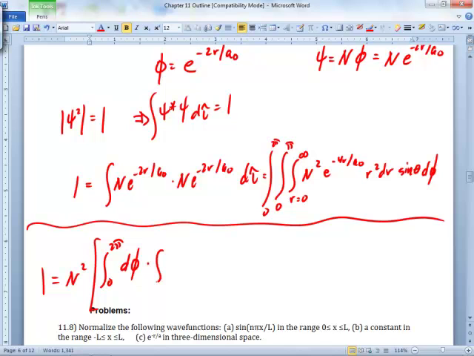Take that times the integral, 0 to pi, of all my theta stuff. I forgot a d theta in here, didn't I? All we have is a sine theta, right? So sine theta d theta. And then we have 0 to infinity of all my r stuff. R squared e to the negative 4r over a naught dr. Okay.